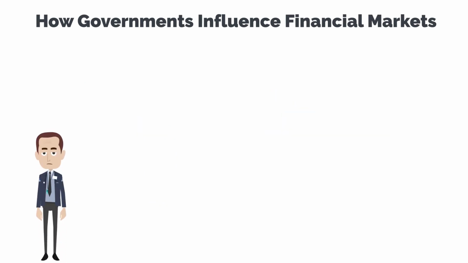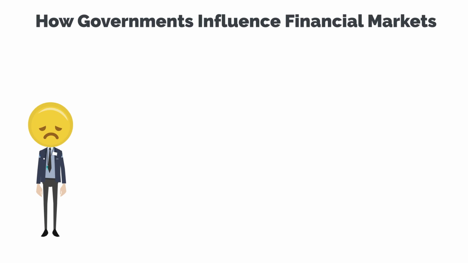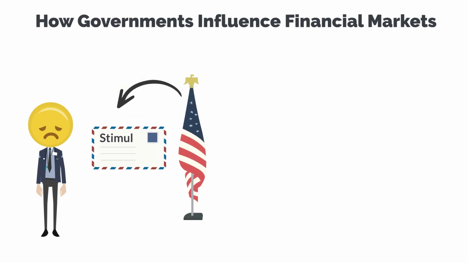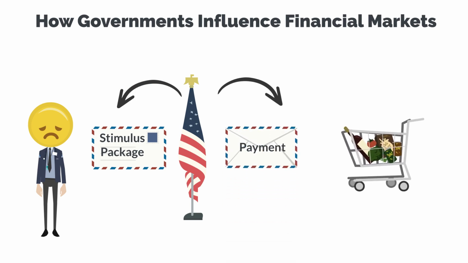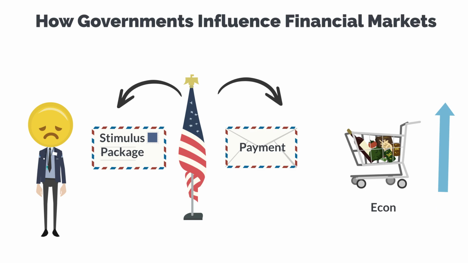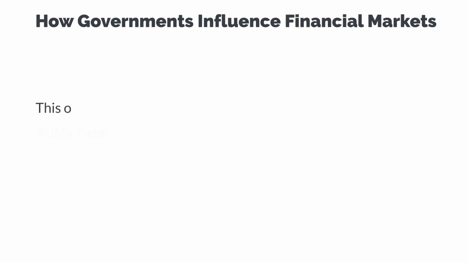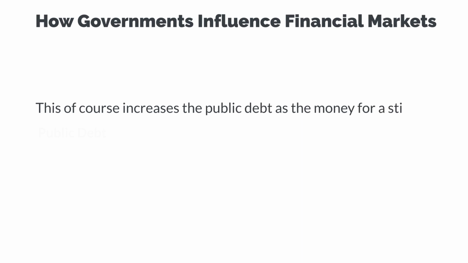If consumer confidence and therefore spending does not change, the government can initiate a stimulus package to encourage consumers to spend. The government sends direct payment to the citizens in hopes they will spend it on goods and jumpstart the economy. This, of course, increases the public debt as the money for a stimulus package has to be borrowed.